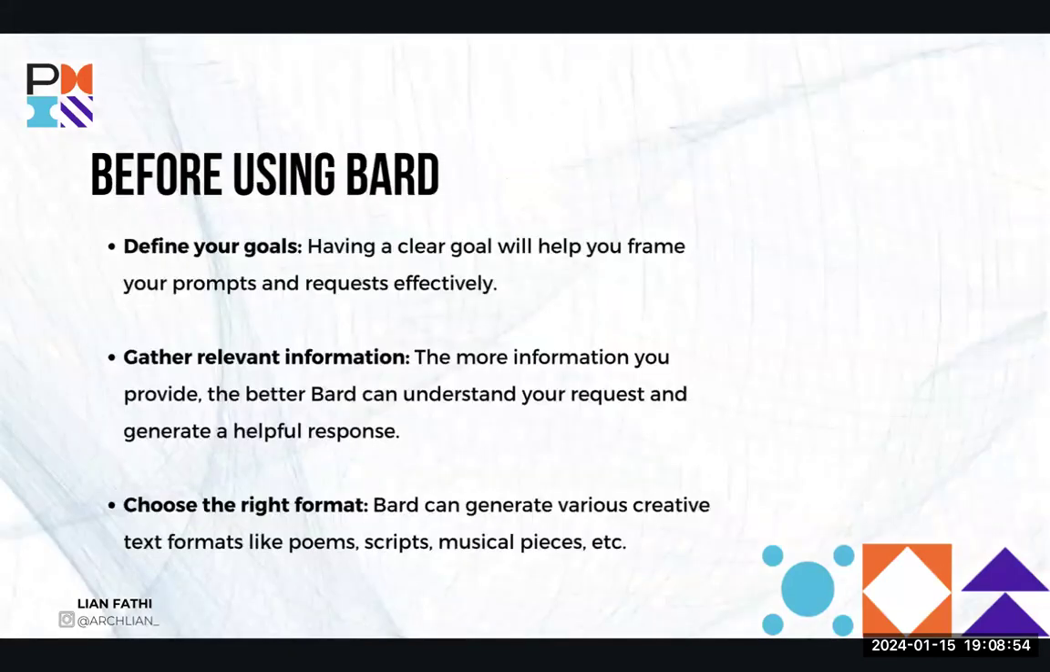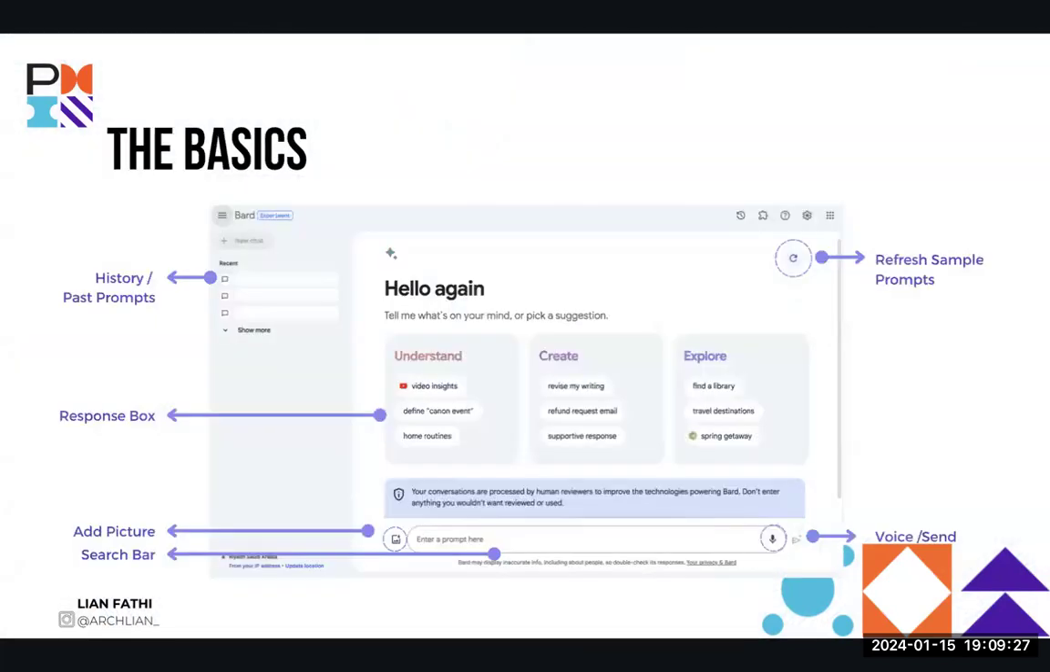And before we start, before actually asking Bard anything, try to gather all the relevant information. Try to define your goals. Try to have at least a sentence or a question of what you want Bard to answer. You have to also tell Bard and talk to it kind of like a kid. So you're going to have to tell it what kind of format you want. Do you want it to be formal, informal? Do you want a script? Do you want a poem? Do you want a rhyming poem?